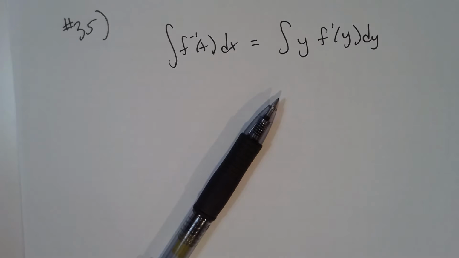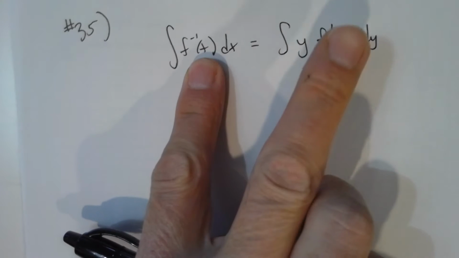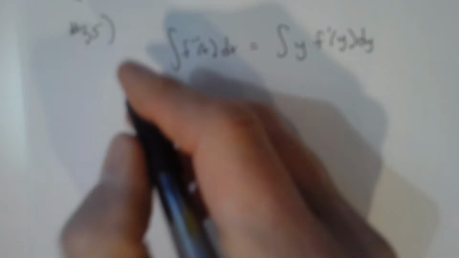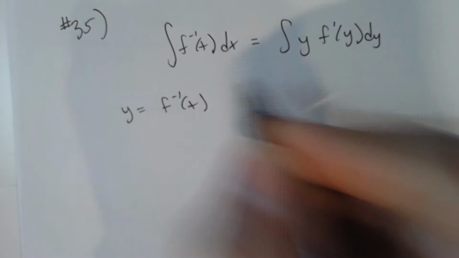6.3, number 35, it says integrating inverse functions. Assume that the function f has an inverse. First thing we're going to show is that this is equal to this. And they give us a hint that y is the f inverse of x.